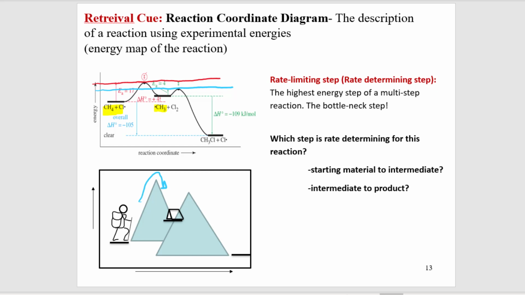So if I were to ask you on an exam, which is the rate limiting step for this reaction, and I gave you the energy coordinate diagram, you either would choose from starting material to intermediate, that's this path, or you'd choose from intermediate to product, and that's this path. And whichever one has the highest one, which we just determined was from starting material to intermediate, that hump is higher, then starting material to intermediate is going to be the rate limiting step. You have to be given the energy diagram to answer the question.